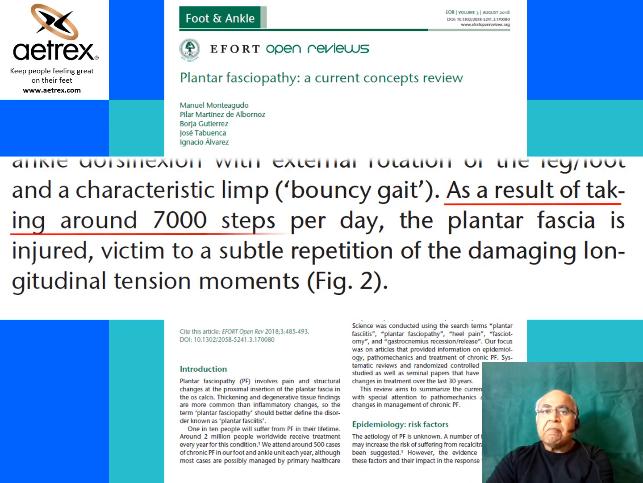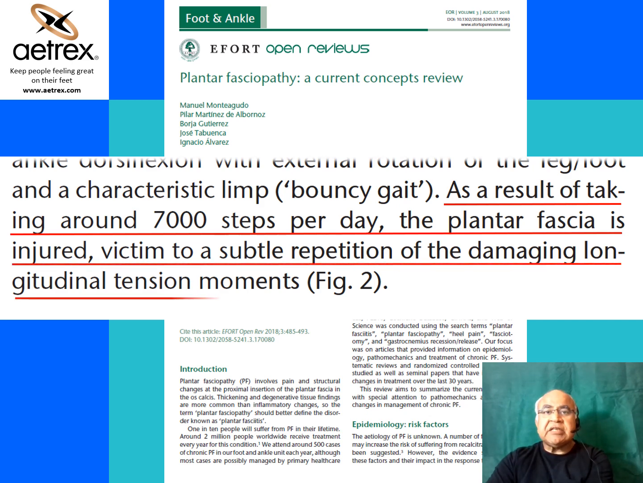The review by Manuel Monteagudo and others talks of the repetitive strain injury that occurs in plantar fasciitis. As a result of taking around 7,000 steps per day, the plantar fascia is injured, victim to a subtle repetition of the damaging longitudinal tension movements.